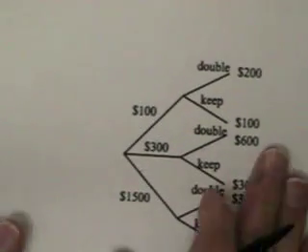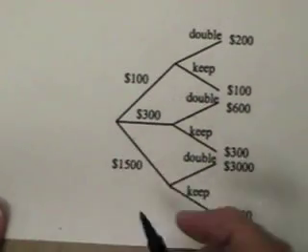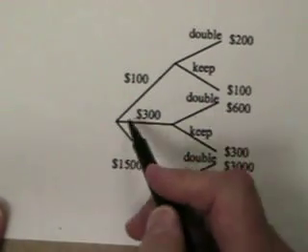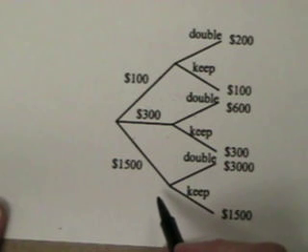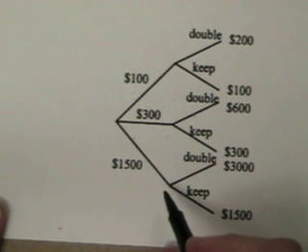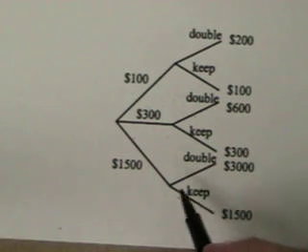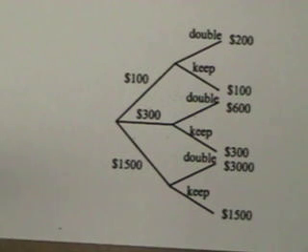Okay, so we saw that 100 double or keep, 300 double or keep, and 1500 double or keep. They asked us some questions. I'm not going to ask those, but about the different probabilities that we could get with that.